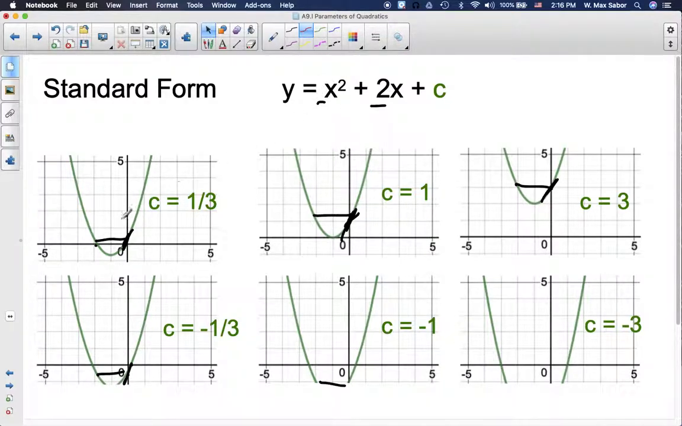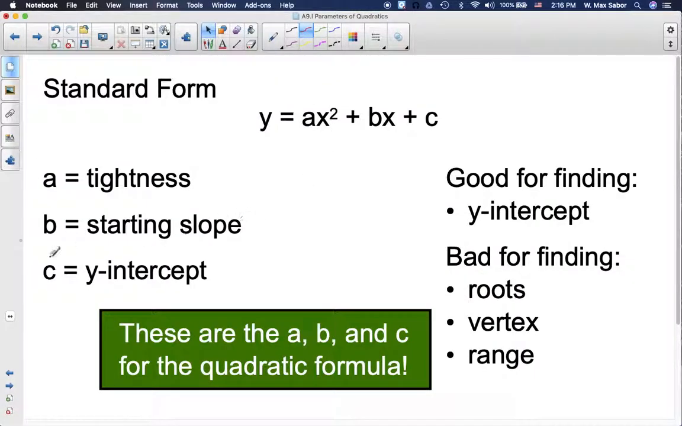But what's different is the y-intercept. So 1/3, 1, 3. Negative 1/3, negative 1, and then down to negative 3 is going to be where the y-intercept is there. So this literally shifts it up and down. So that's why I call this the y-intercept. So this is the most interesting part of standard form, that c is our y-intercept.